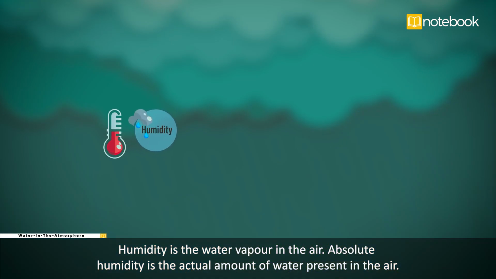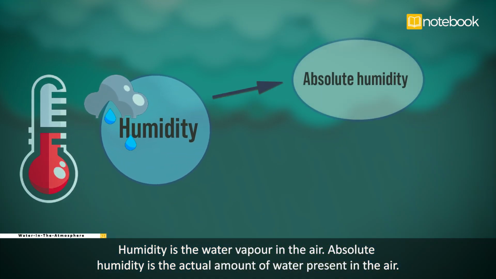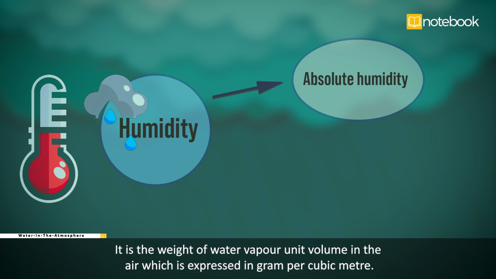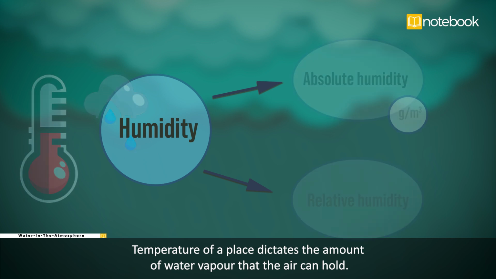Humidity is the water vapor in the air. Absolute humidity is the actual amount of water present in the air. It is the weight of water vapor per unit volume in the air, which is expressed in gram per cubic meter. Temperature of a place dictates the amount of water vapor that the air can hold.